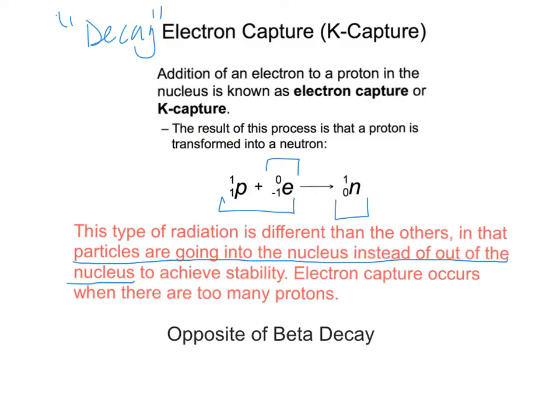Okay, so what happens is, in order to achieve stability, we have an electron going, and this electron here comes from the electron cloud. So from the electron cloud, the electron goes into the nucleus. And when it comes into contact with the proton, that proton with the electron turns into a neutron. That's electron capture. This is pretty similar to beta decay in that it's kind of just the opposite of it.